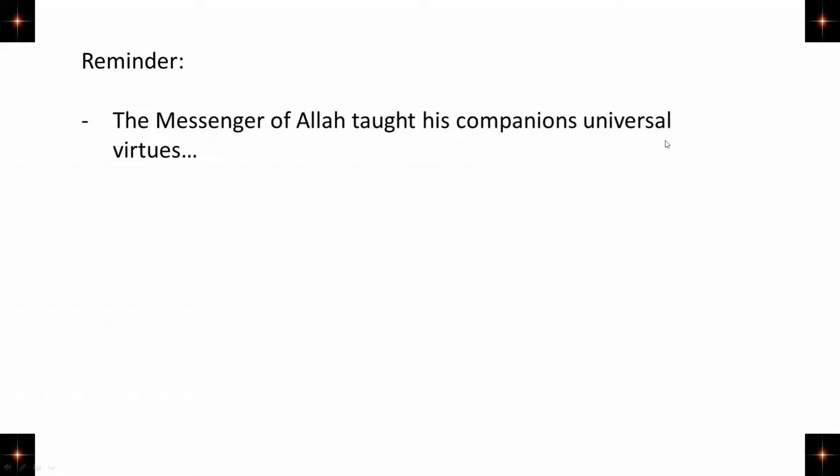What about the universal virtue? Yes, they are the recipients. What will the status be? Universal. Okay. What were they taught? They were taught the universal virtue. So it is also Nasb status.